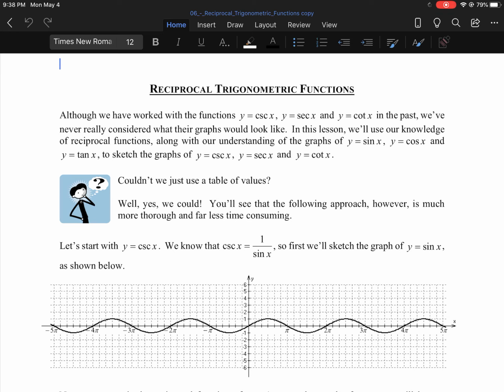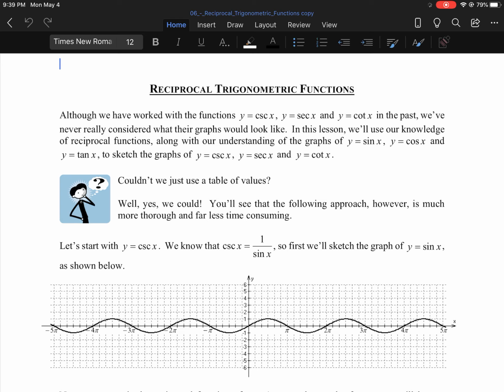Having said that, I'm a big fan of table of values. They have their strengths, and the strength is they'll get the answer. You get your calculator out, you get a table of values built, and you just keep plugging in numbers until you get a good feel for the graphs. So yes, you can always fall back on that. It just takes a lot of time, especially in a test or an exam environment. But for general homework, it's a great way to handle situations.